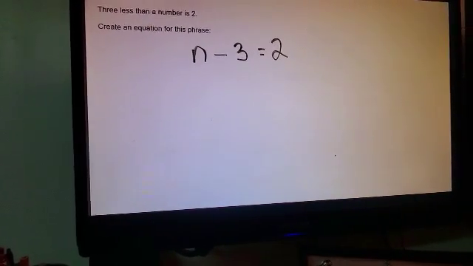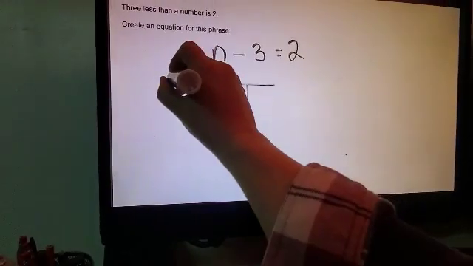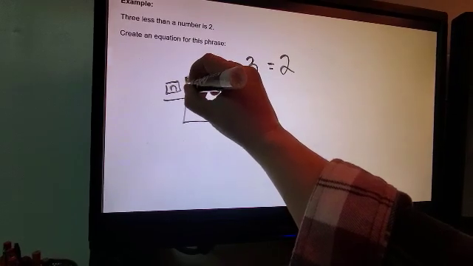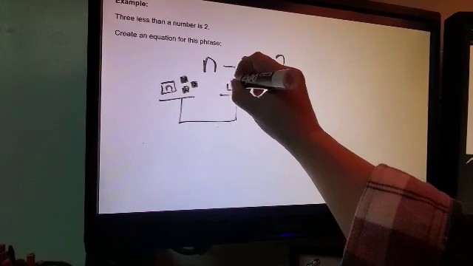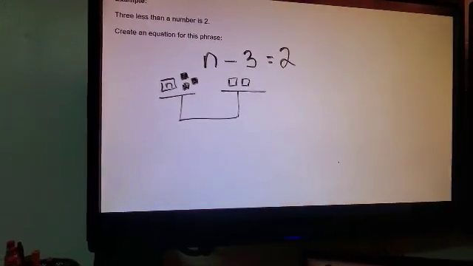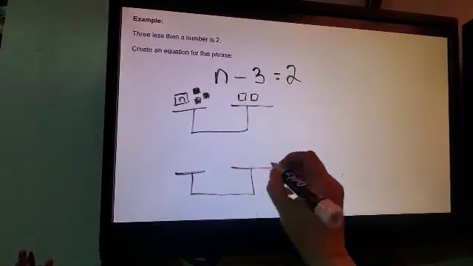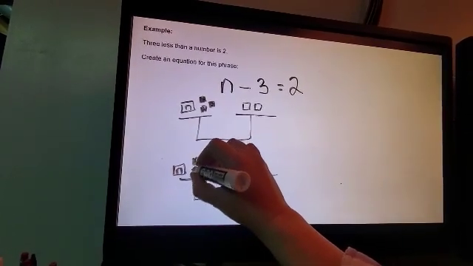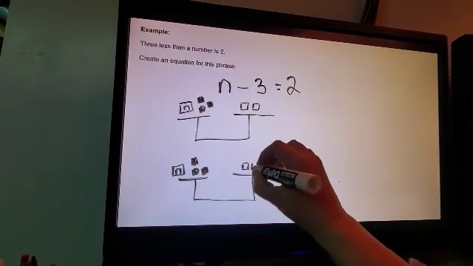Okay. So if we draw our pan scales here, so we've got our n, and then we have -3 tiles here. And then over here we have +2. Okay, so now let's draw the next step. So we have our n, we have our -3, and then we have our 2.